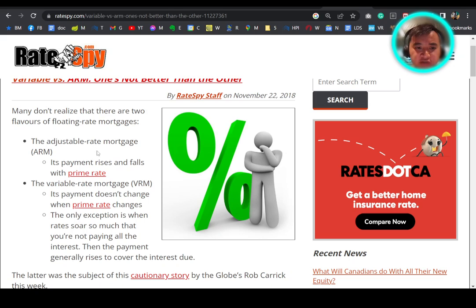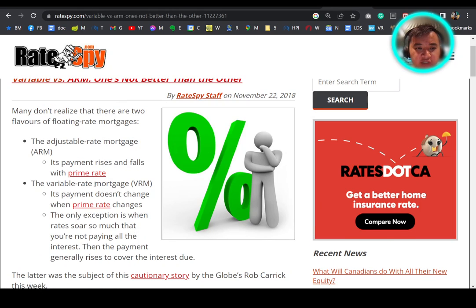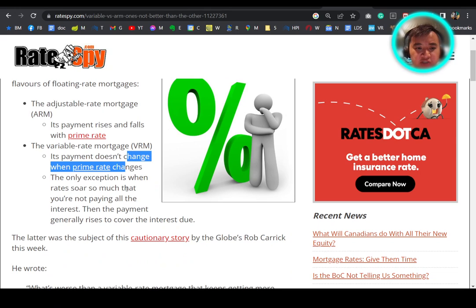First of all, there's fixed rate and variable mortgages. And in variable mortgages, there's ARM and VRM. I have a video on that, so just search that up on my channel. But just a brief summary, adjustable rate mortgage is a mortgage product where your monthly payment will change every time the prime rate changes, even by a little bit. But with the variable rate mortgage, your monthly payment won't change when the prime rate changes.